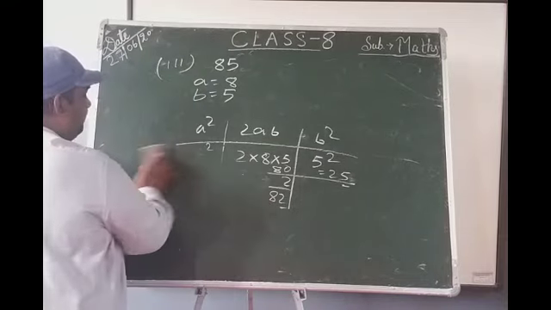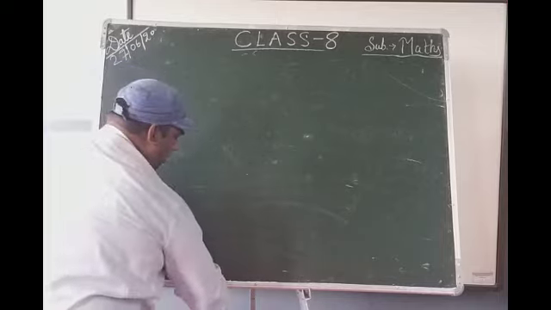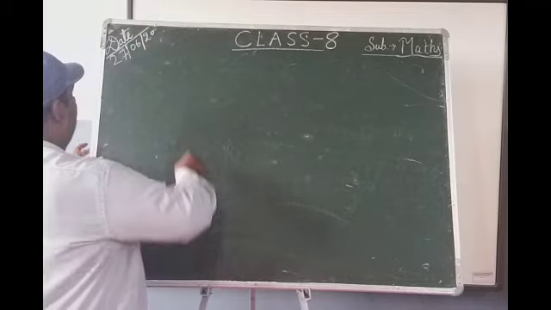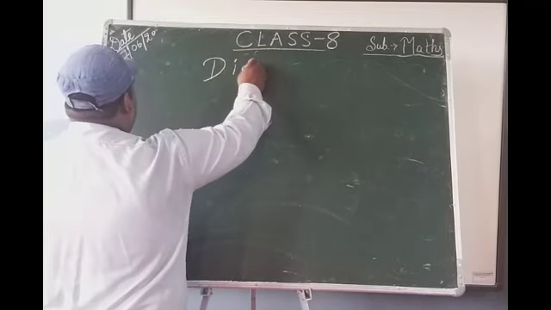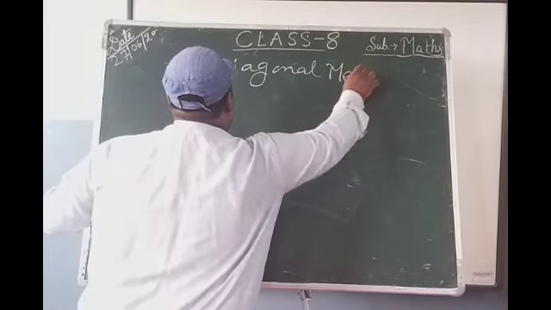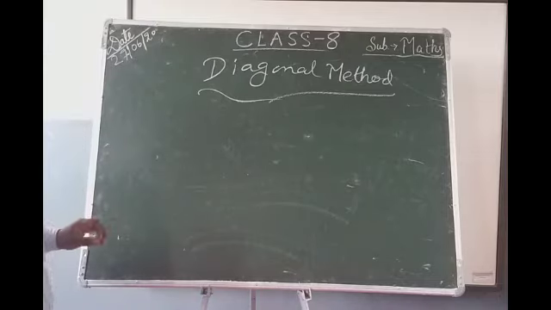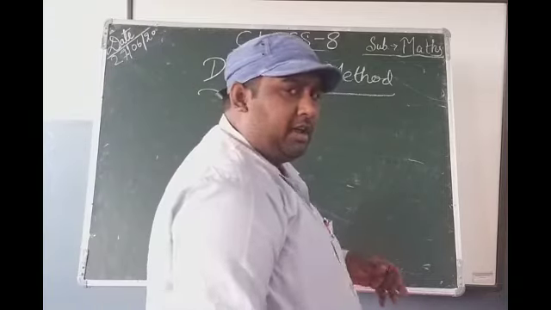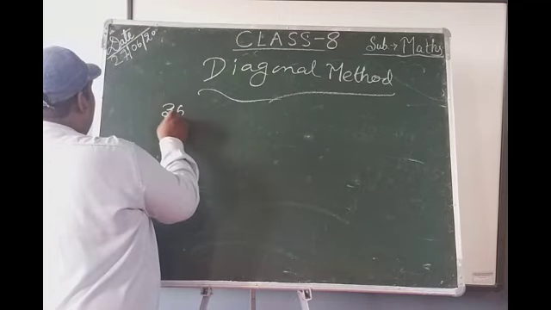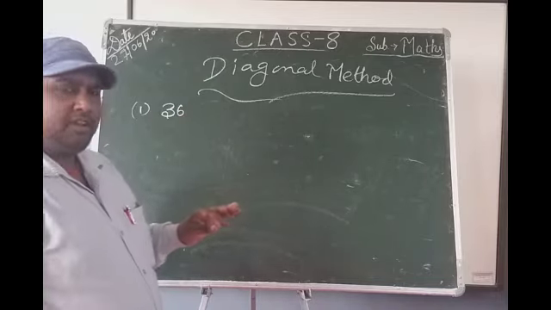Now, the second method of finding a square is the diagonal method. What method? Diagonal method. The second method of finding a square is the diagonal method. Okay. Now, what is the diagonal method? How will we do it? Suppose that you have to find the square of 36. Here is a 2 digit number. How many digits? 2 digits.